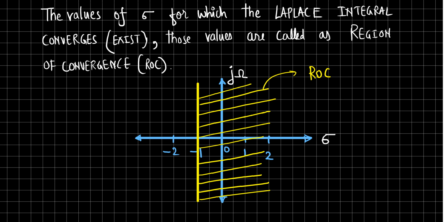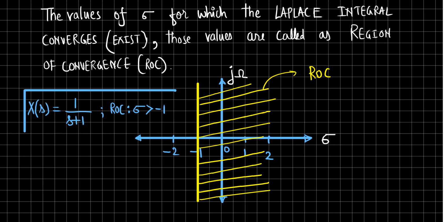So the complete expression for the Laplace transform, that means X of s, is 1 upon s plus 1 with ROC. Now that is how we should indicate, with ROC sigma greater than -1. So that's how we should indicate any expression or any Laplace transform of a signal. This is the complete expression. So while indicating a Laplace transform, we should not forget to indicate the region of convergence, because it is only those values of sigma for which this expression exists.